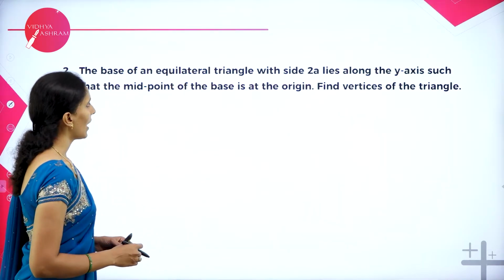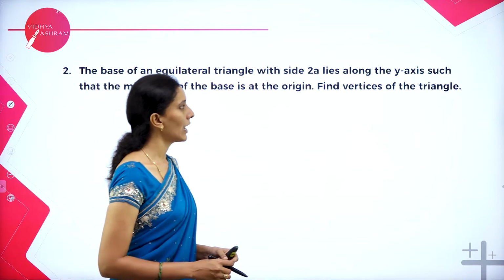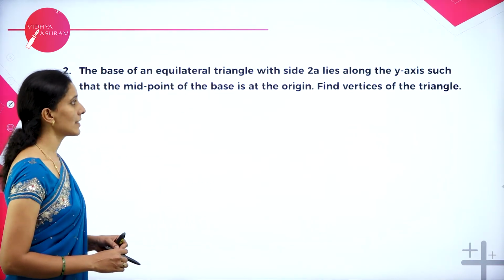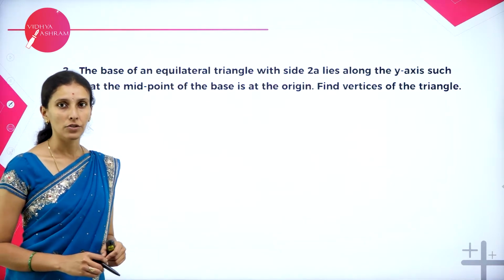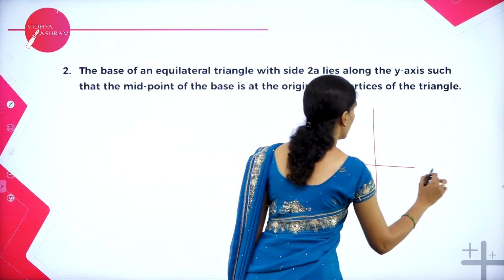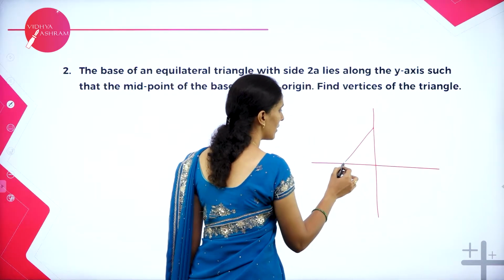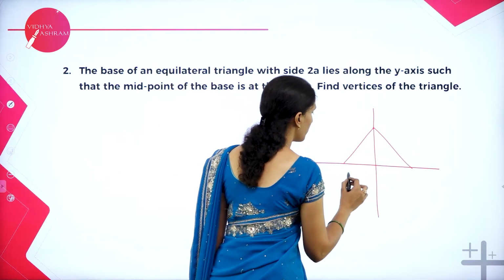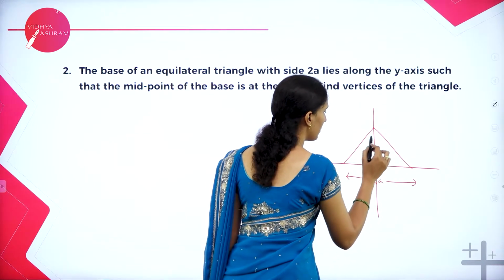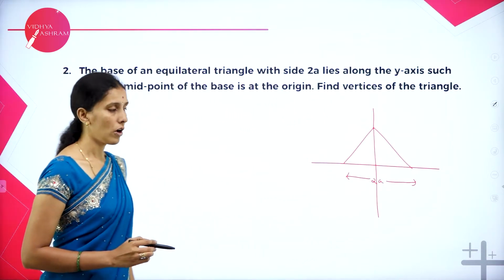The base of an equilateral triangle with side 2A lies along the y-axis such that the midpoint of the base is at the origin. Find the vertices of the triangle. So let me write here. We have an equilateral triangle here whose base distance is given. So this is 2A and the midpoint is exactly at the origin.